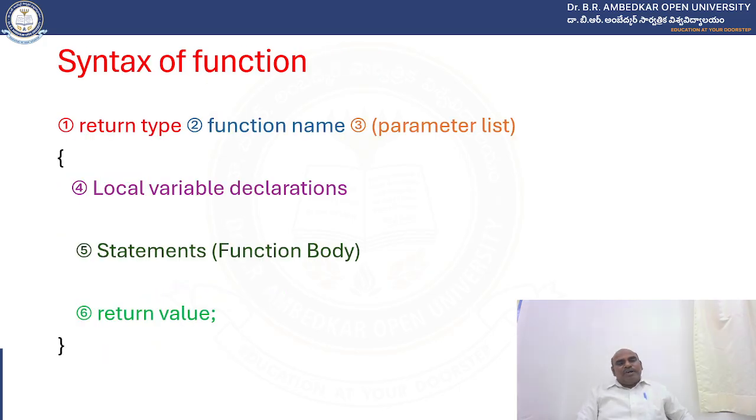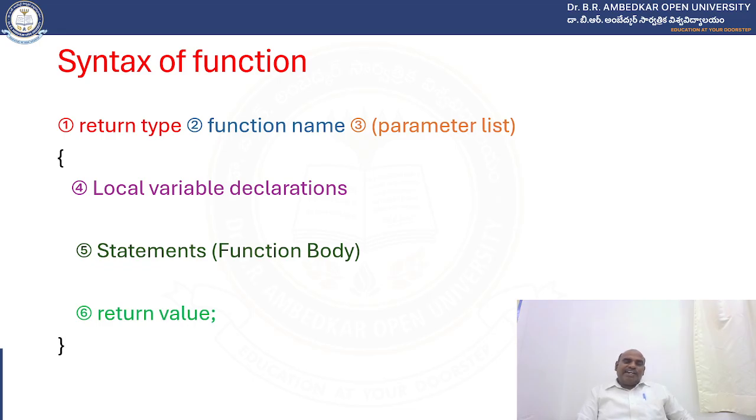Now we are going to learn about the syntax of a function. In the syntax, very easily we can remember, that's why I mentioned numbers also. Six parts are there in the syntax of a function. The first part is called return type. Second part is function name. Third part is parameter list. Fourth part is local variable declaration. Fifth part is function body. And sixth part is return value.